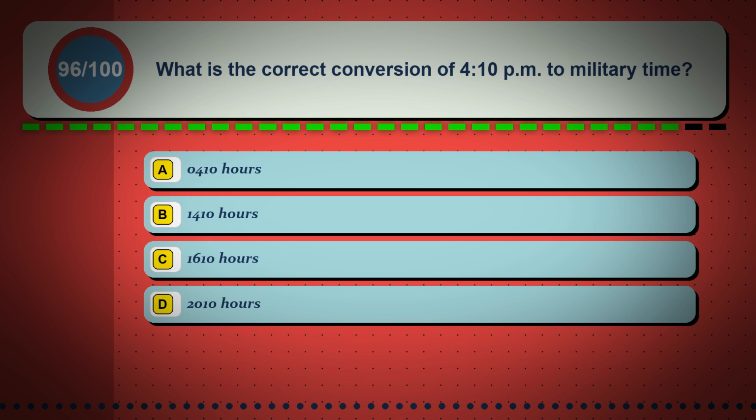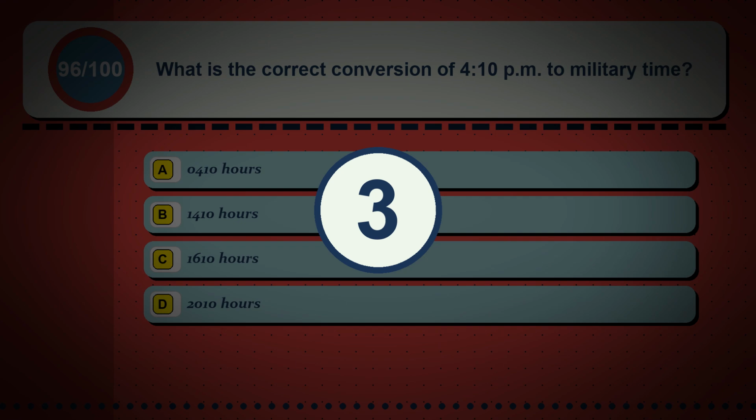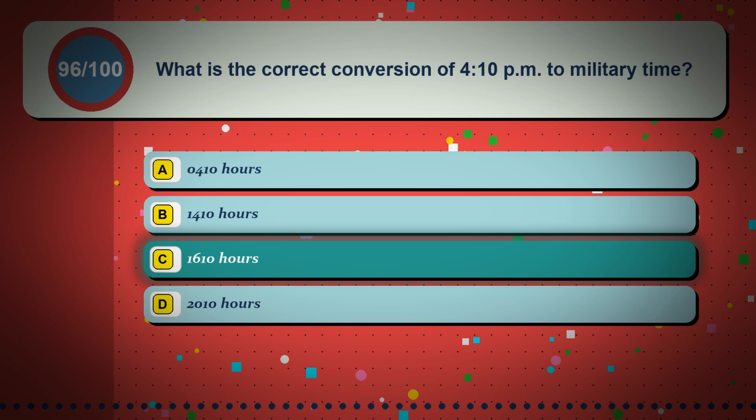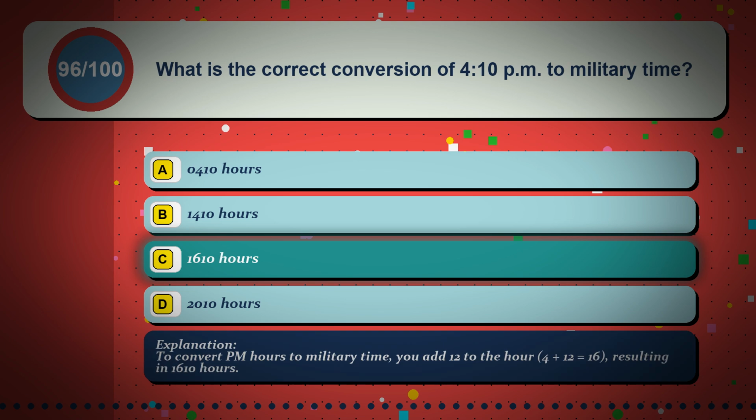Question 96. What is the correct conversion of 4:10 p.m. to military time? Option A is 0410 hours. Option B, 1410 hours. Option C, 1610 hours. Option D, 2010 hours. The correct answer is option C, 1610 hours. To convert PM hours to military time, you add 12 to the hour. 4 plus 12 equals 16, resulting in 1610 hours.